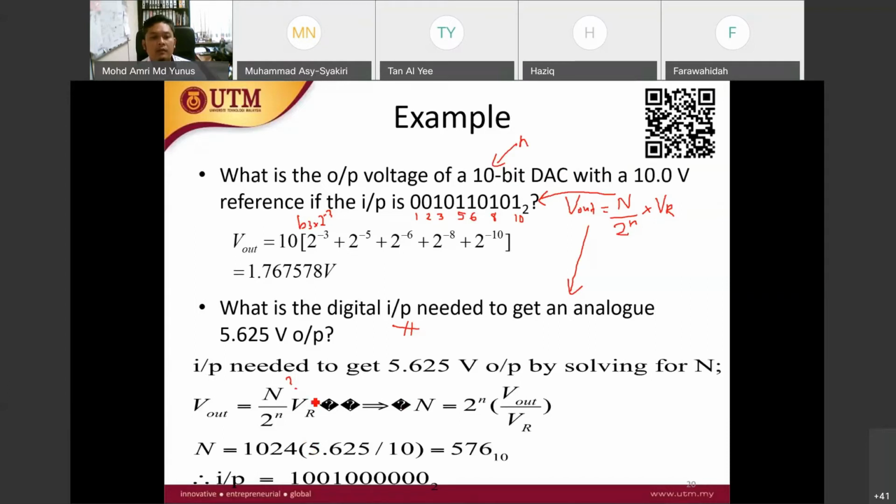And the reference is 10 volts. So we find n in decimal is 576. Then we do the conversion to binary, and we get 1001000000.